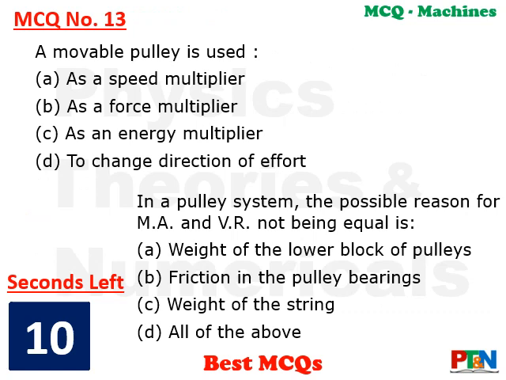Next MCQ. A movable pulley is used in which case? You have got 4 options. And second one, in a pulley system, the possible reason for MA and VR not being equal is, there are 4 options given. You need to choose your option in 10 seconds time. Your timer starts now.